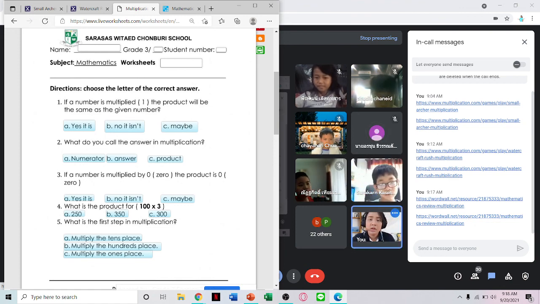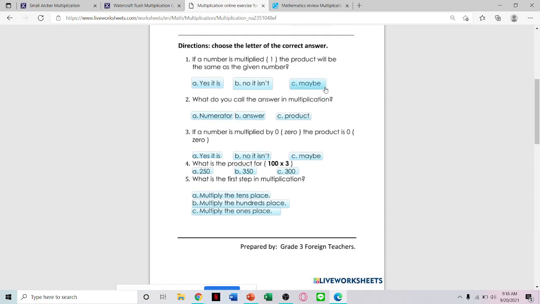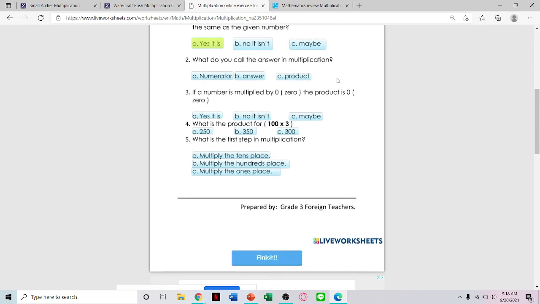Okay, now let's do our live worksheet. Do you see it? Don't forget to write your name, grade, number. Now, number 1. If a number is multiplied by 1, the product will be the same as the given number. Yes, it is. Yes, it will be the same number.